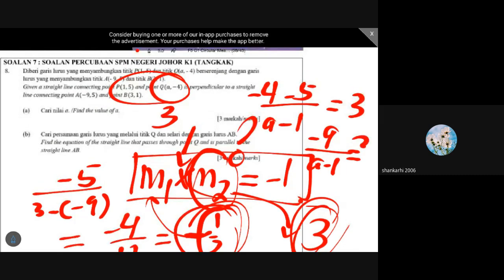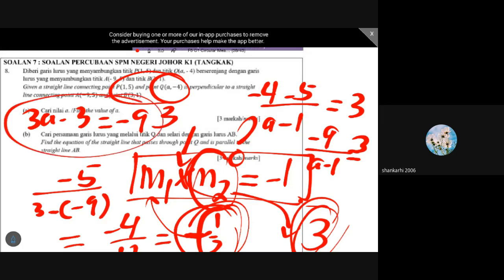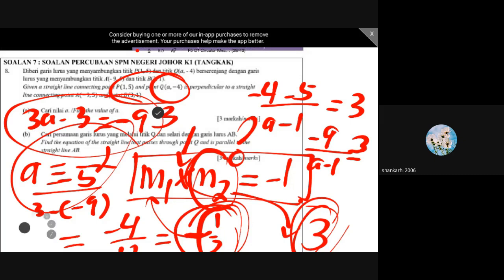Can you tell me your answer? If you solve this equation, what is your A value? -2. Yes, correct. Very good. A is -2. Okay, next question B.